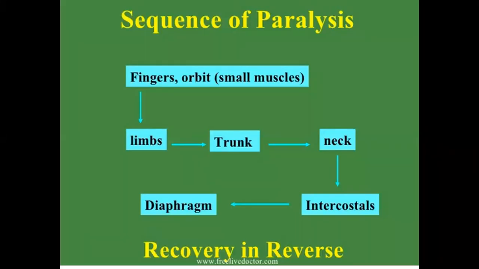If we talk about the recovery, this process is just reversed. First of all, the diaphragm recovers from the effect of the neuromuscular blocking agents, then the intercostals, then the neck muscles, then the trunk, then the limbs, and finally the fingers and the small muscles of the eyes are going to be reversed. So you must remember the sequence of paralysis and the sequence of recovery.